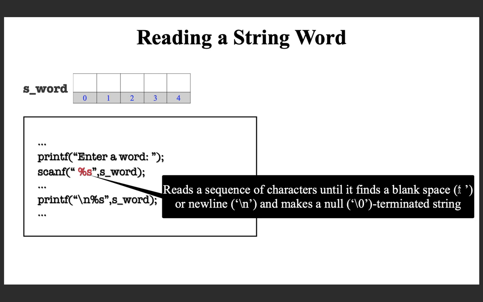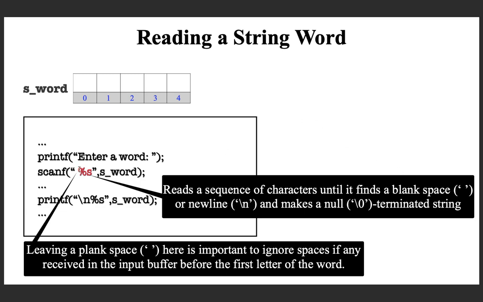We can run this and see how this program is executed, and then it will be more clear. Here you have to note that leaving a blank space, there is a typing mistake, sorry for that. Leaving a blank space here just before the percentage is important to ignore spaces, if any, received in the input buffer or keyboard buffer before the first letter of the word that you want to enter. Suppose you are entering a sequence of 2 inputs, and the previous input was a number like 10, and after 10 you put a \n, like pressing the enter key. Maybe that is there in the buffer.